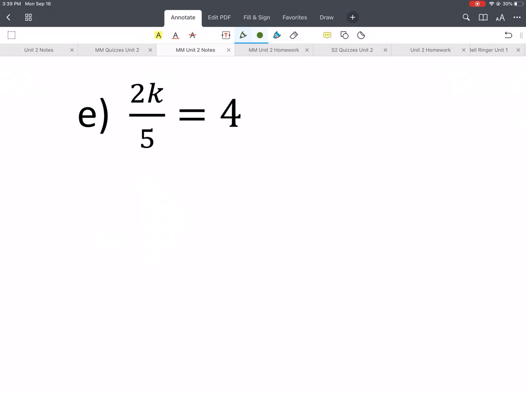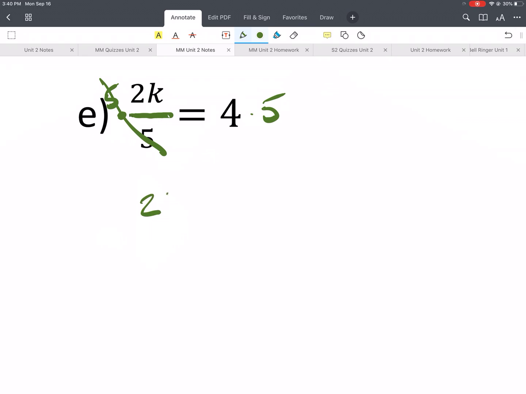Okay, so here, adding and subtracting first. Well, we don't have any, so we'd go straight to multiplication and division. Okay, so here we're dividing by 5, so we could multiply by 5. Whenever we do something like that, it's always going to cancel things out. Don't think you're going to multiply the 5 and the 2. That would not simplify what we need.